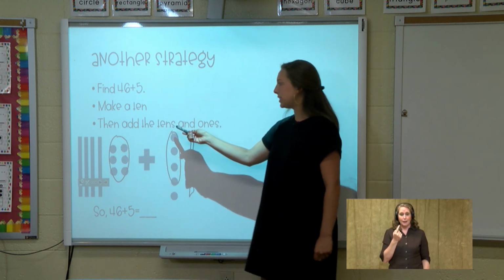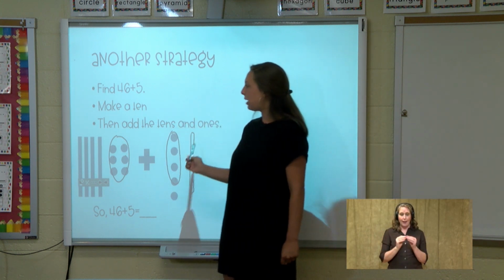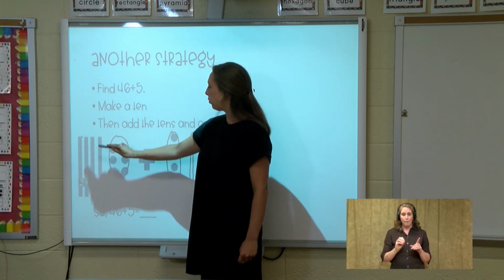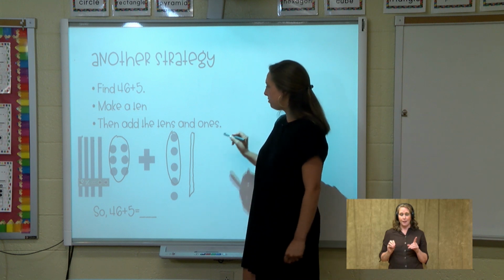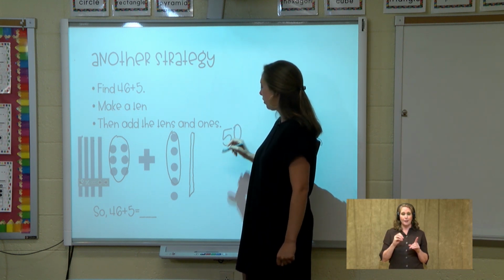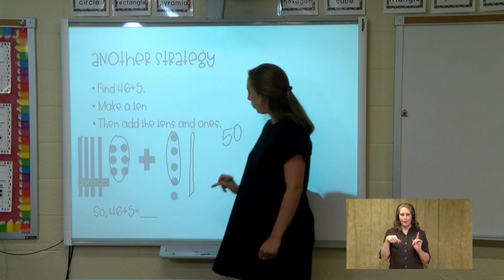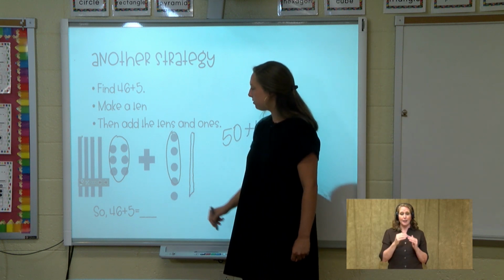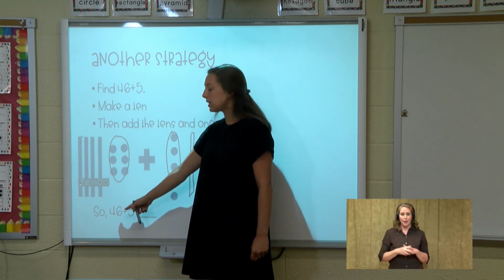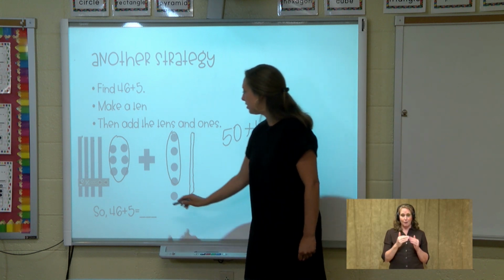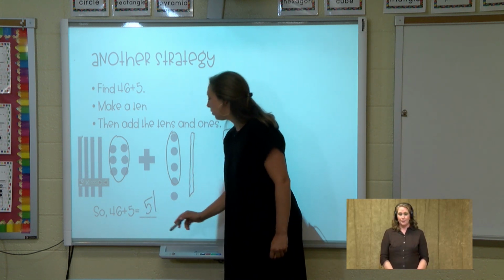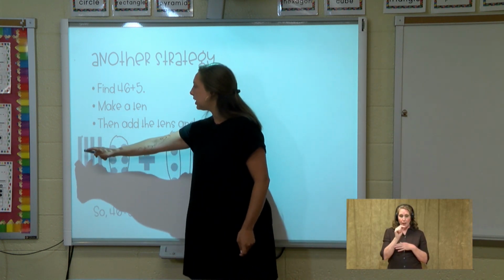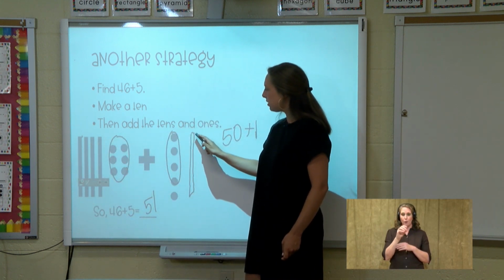So then it says add my tens and my ones. Let's count my tens. 10, 20, 30, 40, 50. We have 50 for our rods. And then our 1 left over. 50, keep counting, 51. So 46 plus 5 gives us 51. Remember, when you count your rods, you count by tens to double check us. 10, 20, 30, 40, 50, 51.